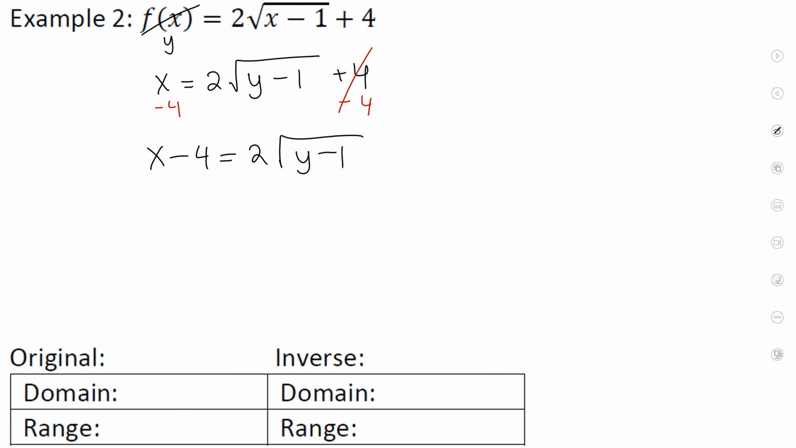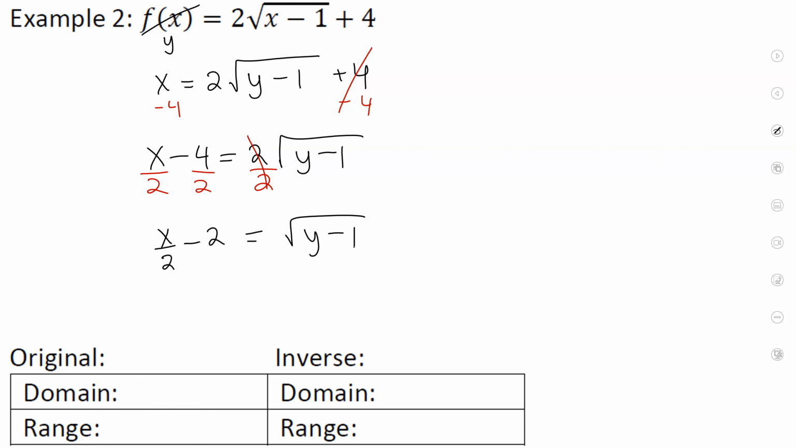All right, what's next? Yep, divide it by 2. But also divide this side by 2. You need to divide everything by 2. Okay, so we divided everything by 2. Let's see what we have. I have x divided by 2 minus, what's 4 divided by 2? And then square root of y minus 1. So this is what we have now.